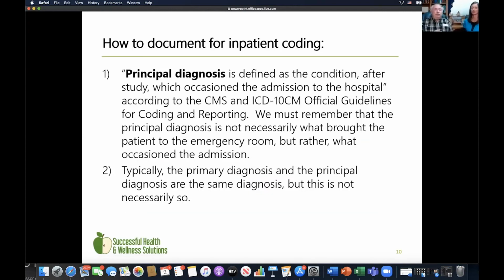How to document for inpatient coding. The principal diagnosis is defined as the condition after the study which occasioned the admission to the hospital according to CMS and ICD-10 official guidelines for coding and reporting. We must remember that the principal diagnosis is not necessarily what brought the patient to the emergency room, but rather what occasioned the admission. Typically, the primary diagnosis and the principal diagnosis are the same. However, that's not always necessarily true.